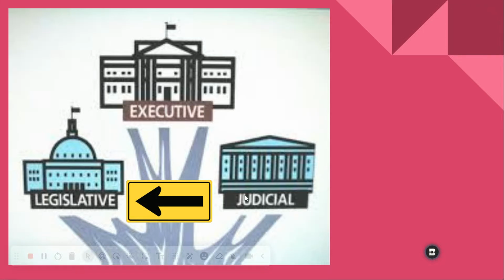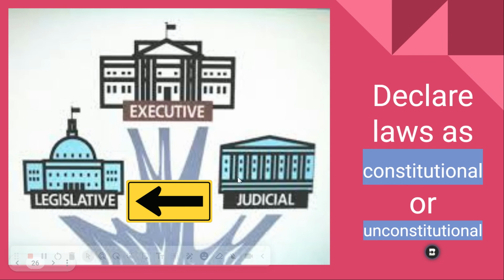Next, how does the judicial branch get to control the legislative branch? Well, the judicial branch can declare laws constitutional or unconstitutional. If the judicial branch, led by the Supreme Court, thinks a law is bad, they can kill it. They can get rid of it. If they call it unconstitutional, since the Constitution is the strongest thing in our country, they can get rid of it.